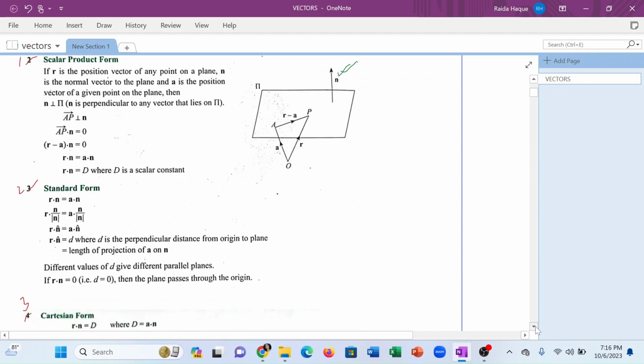For the standard form, what we do is that we describe it in terms of the perpendicular distance from the origin to the plane. Okay? So how do we derive it? We start from the result that we got of the previous form, which is the scalar product form, and then we divide both sides by the magnitude of the normal. So how do we find the magnitude of the normal?